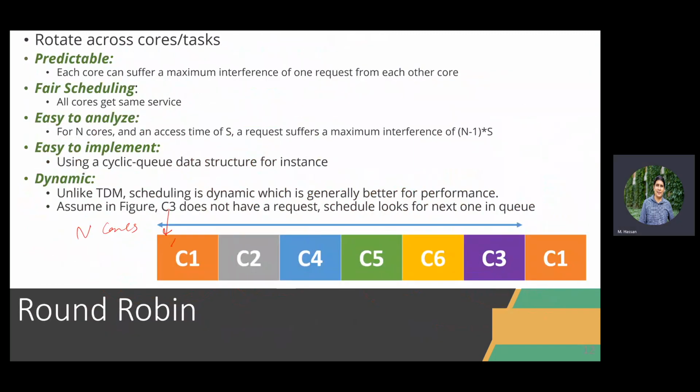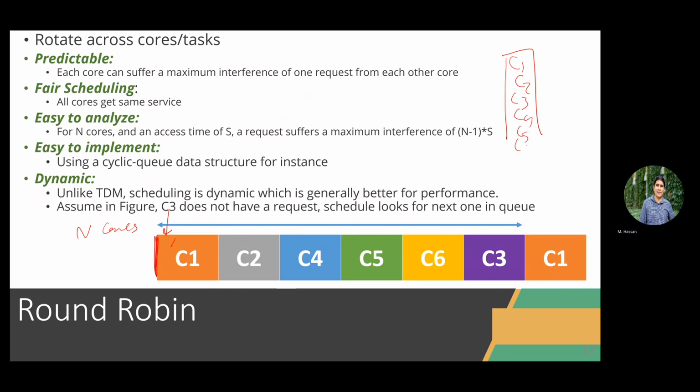In round robin, my decision at this cycle would be to look into which core is at the top of the round right now. So I have some sort of a circular queue here. This is how round robin is actually implemented. I have all the cores, and I maintain a pointer for the current round. This is C1. Does C1 have something at the beginning of this slot? No, because the request arrives one cycle after.